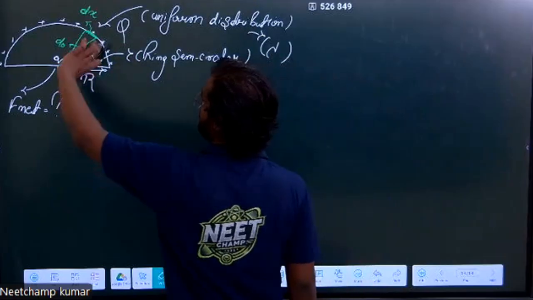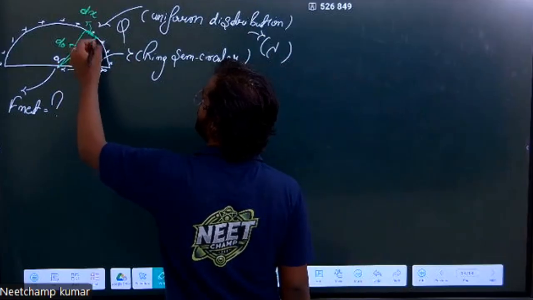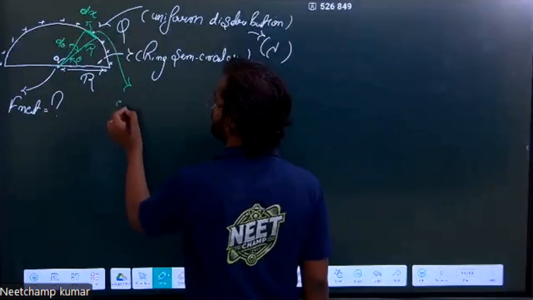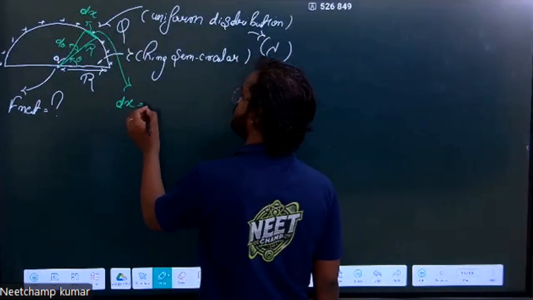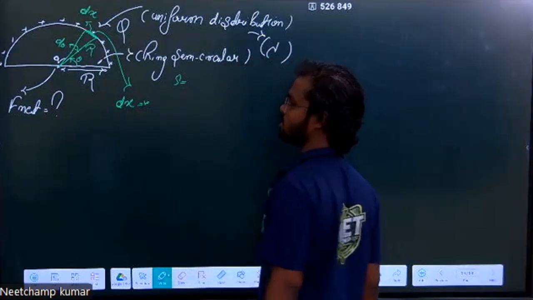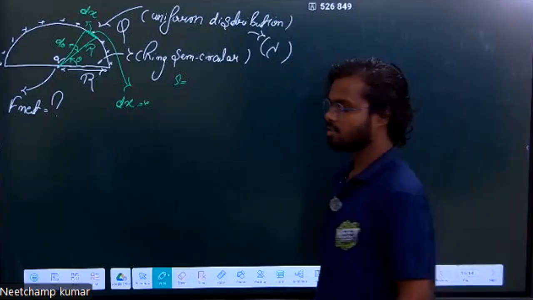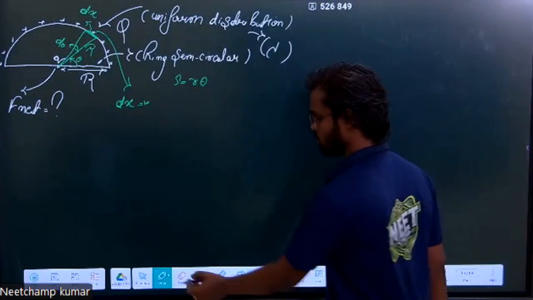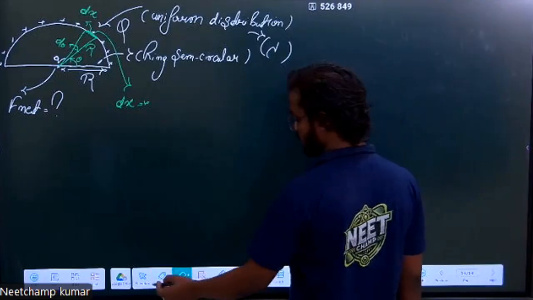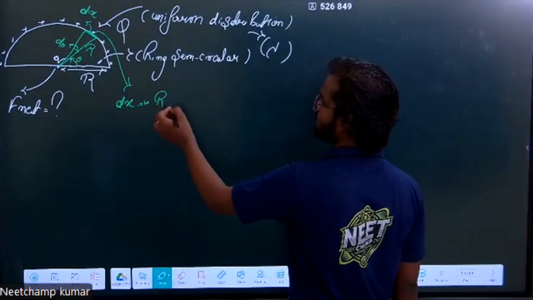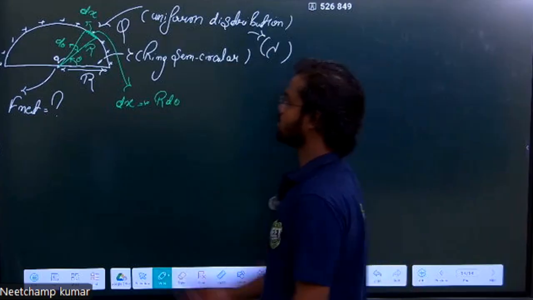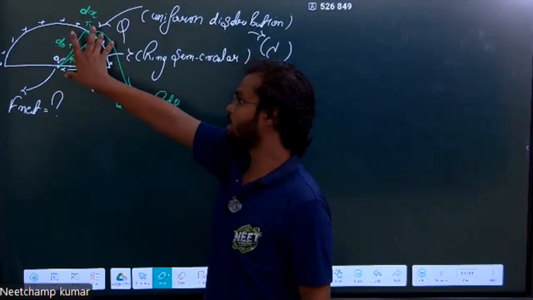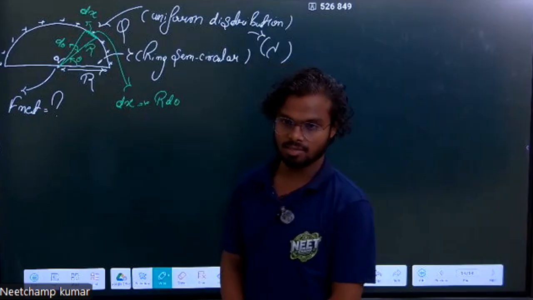Now this distance is r, right? So can you tell me what is dx? Dx I can write as the arc. What is arc length? Arc length is equal to radius into theta. That is a formula we know. So you can write that dx is equal to r d theta. The small angle is d theta, radius is r, so dx is r d theta.